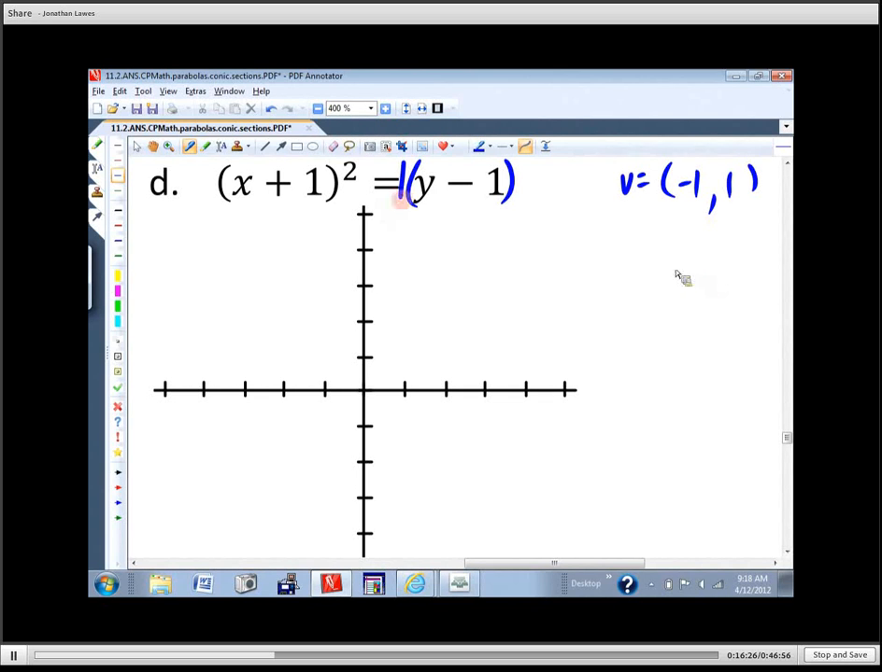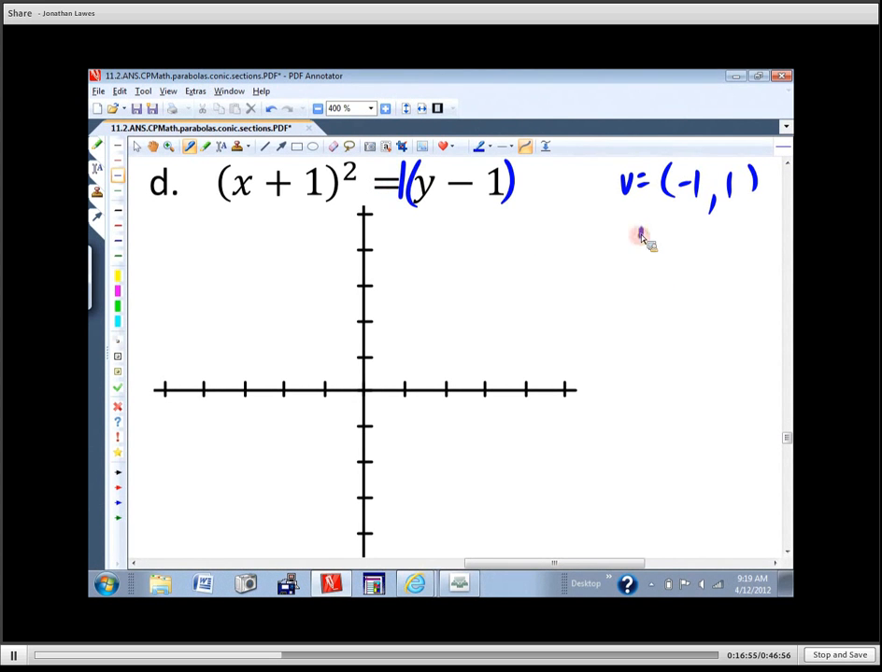Okay, what else is a little bit weird about this one? And yet that has to be 4a. What if I said this? How long is the latus rectum? It's 1. Ignore the sign. That number is always how long the latus rectum is. So on this particular problem, the latus rectum is only 1 unit long.